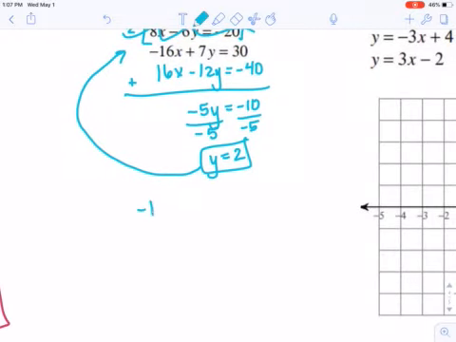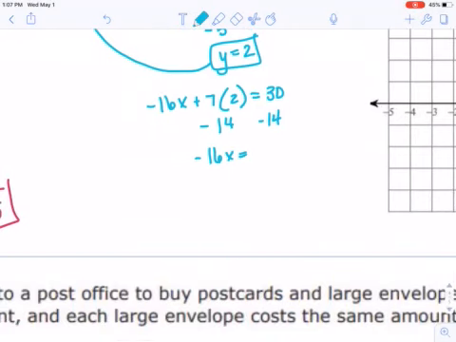So we'll just do that bottom one. Negative 16x plus 7, plug in the 2, equals 30. So I'm going to subtract 14 from both sides. So negative 16x equals 16. So x is going to equal negative 1.